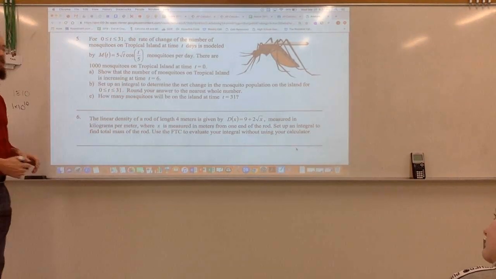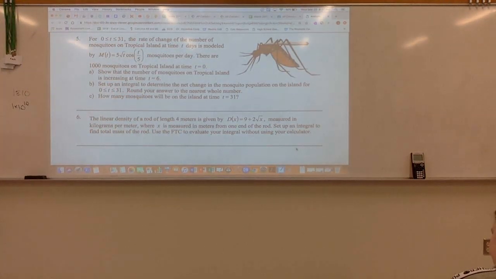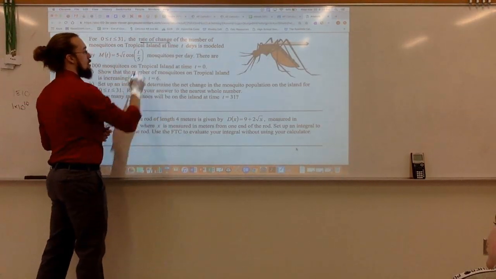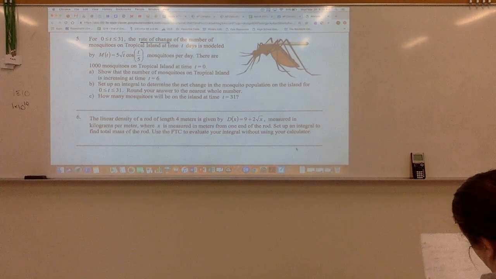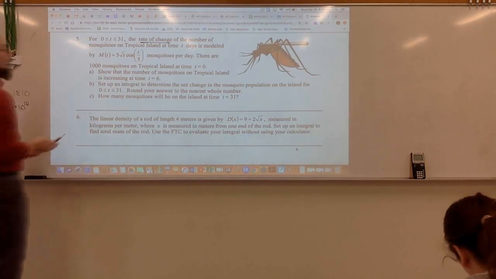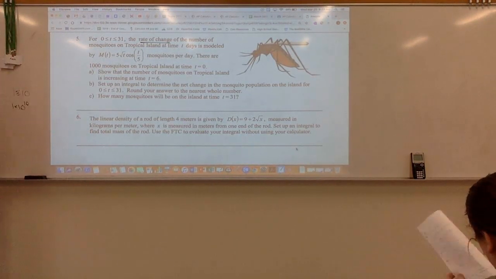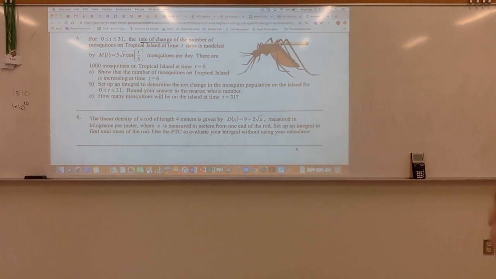Starting with 5A. So we are given the rate of change of the number of mosquitoes on some tropical island at time t days. We're given this function in mosquitoes per day, and we're told that there are initially 1,000 mosquitoes. This is a calculator question.